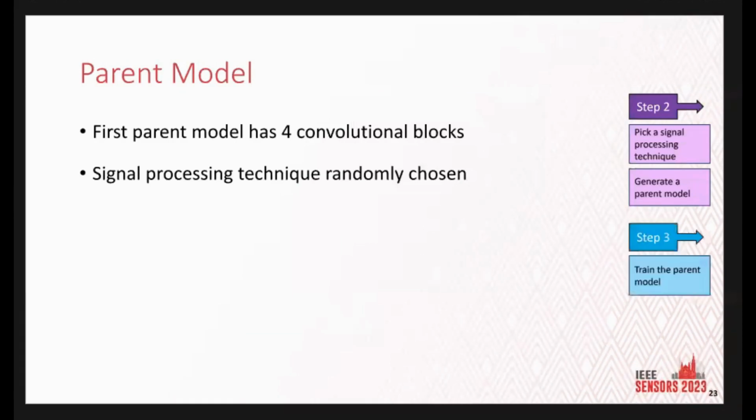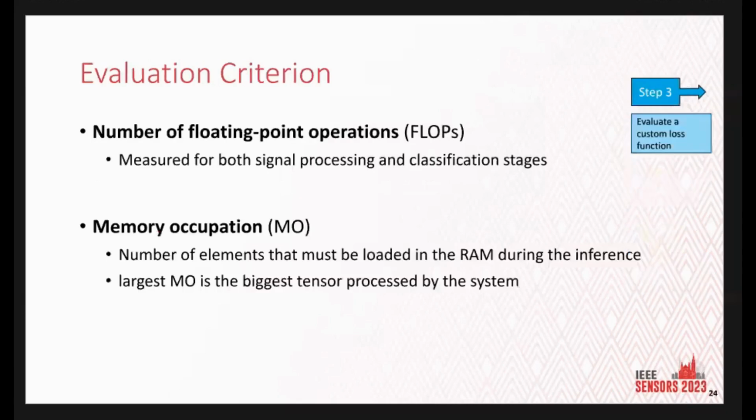For step 3, the first step of training the parent model, we train this parent with the data that have been processed by the signal processing technique. Then we evaluated the loss function with 2 criteria that have been compared in the results. The first one is counting the number of floating point operations for both the signal processing and the machine learning models. And the second one is the memory occupation, measured as the number of elements that must be loaded in the RAM during the inference. The largest memory occupation is the biggest tensor processed by the system, okay?